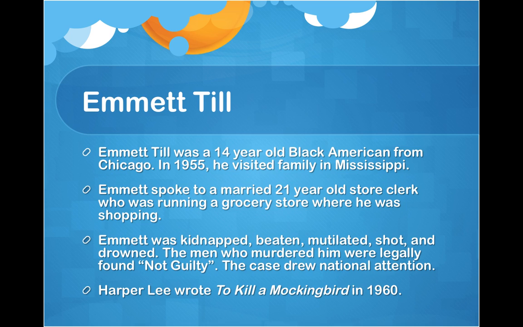Emmett Till. Emmett Till was a 14-year-old black American from Chicago. In 1955, he visited family in Mississippi. Emmett spoke to a married 21-year-old store clerk, a white female, who was running a grocery store where he was shopping. Emmett was kidnapped, beaten, mutilated, shot, and drowned. The men who murdered him were legally found not guilty. The case drew national attention. Harper Lee wrote To Kill a Mockingbird in 1960, and you can see some of the similarities between the Emmett Till case and the book as you progress.